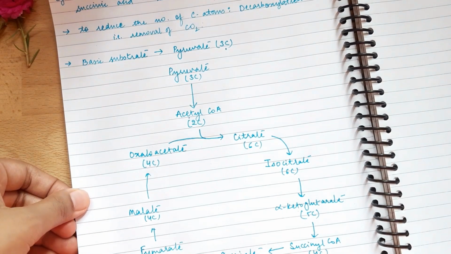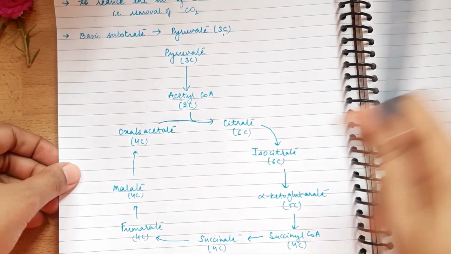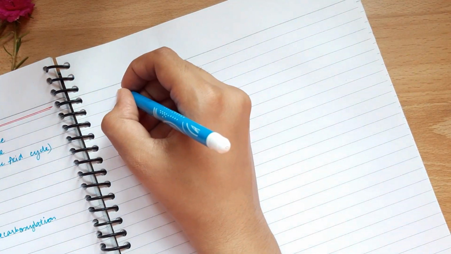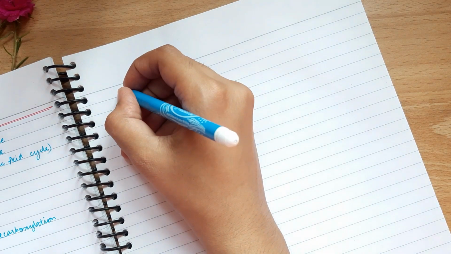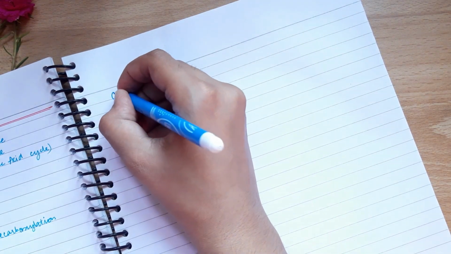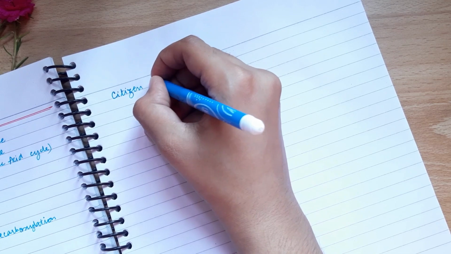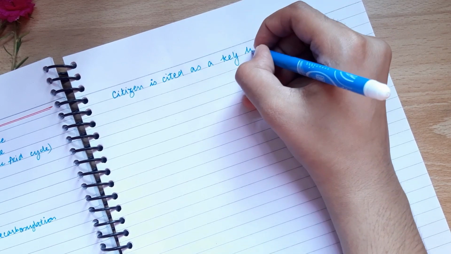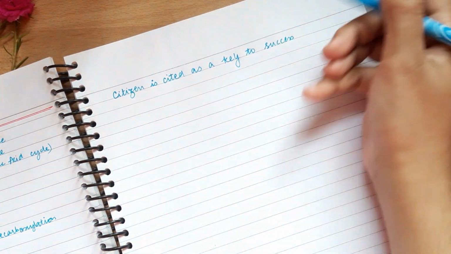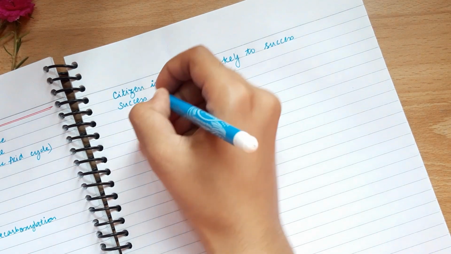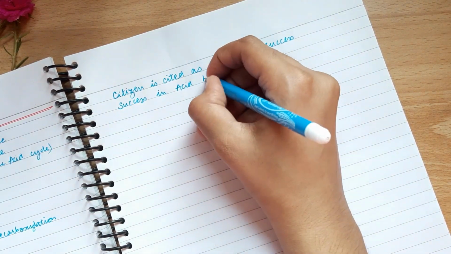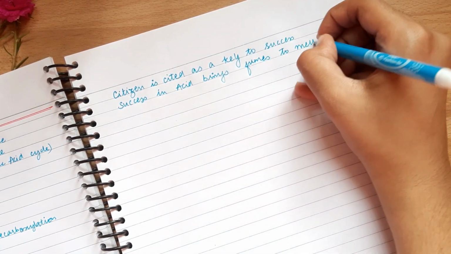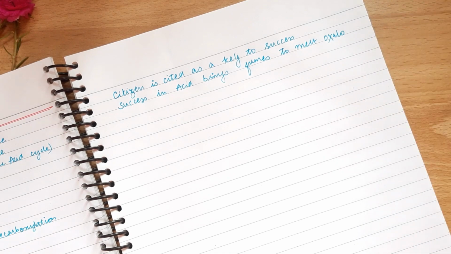So till now I've told you all the intermediates which are present in the cycle, but now the trick part. How are you actually going to learn the order of these intermediates, because that can be confusing? So here's a poem to learn this. It goes like, "Citizen is cited as a key to success." This is the first line. And the second line is, "Success in acid brings fumes to melt oxalo." I know this doesn't make any sense at all, but just mug this up. Okay, so: Citizen is cited as a key to success, and success in acid brings fumes to melt oxalo.